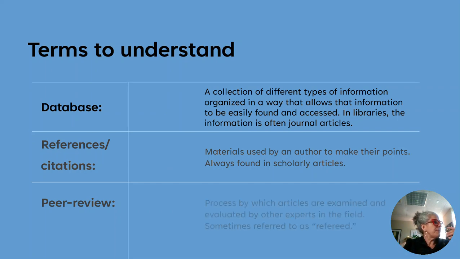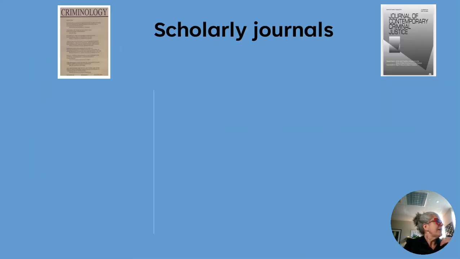And basically what happens is an author submits their article to a journal. The journal editor decides whether it's possibly worthy of publishing and then sends it out to other scholars to give feedback. Sometimes they call it refereed.